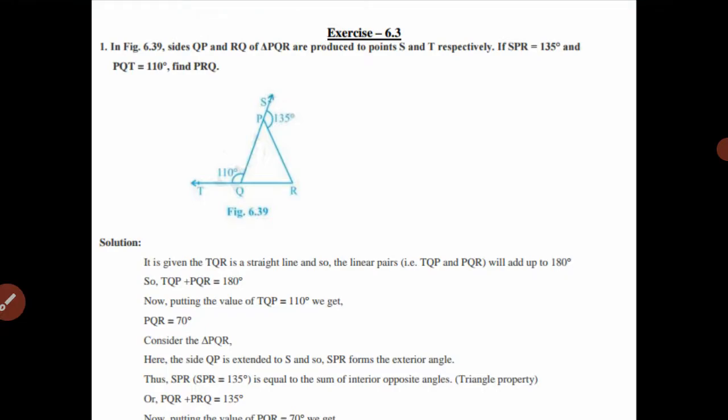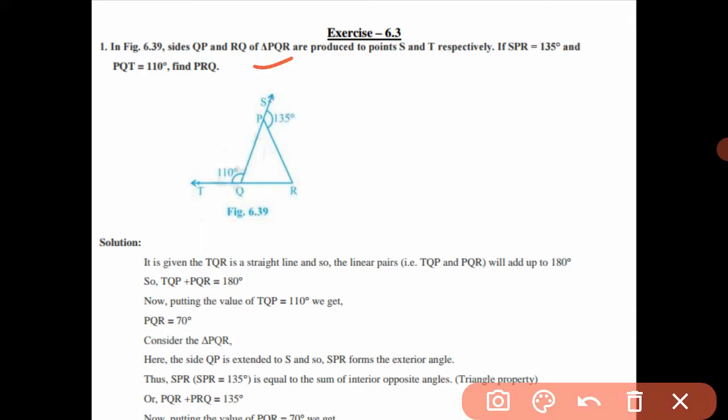In question number 1 it is asking, in given figure 6.39, sides QP and RQ of triangle PQR are produced to points S and T respectively. If angle SPR equals 135 degrees and angle PQT equals 110 degrees, then we have to find angle PRQ. So this triangle is given, and in this triangle RQ is produced and QP is also produced. So we have to find the value of PRQ, means we have to find this angle, that is PRQ.